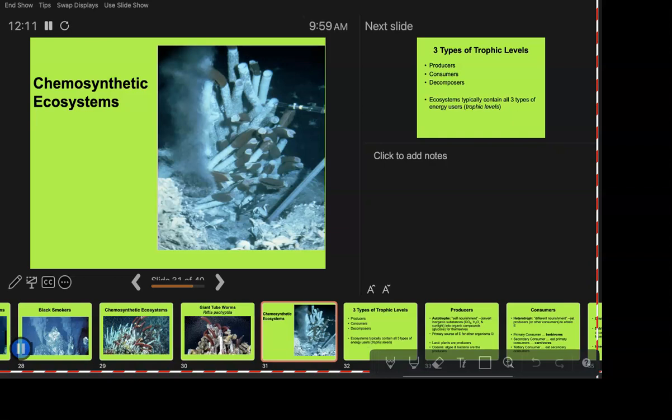So these guys obviously managed to develop that over the years. And the crazy thing was, we wanted to bring back samples. Well, these poor things are used to living under such extreme pressure. When you bring them back up to the surface, they don't do so well.